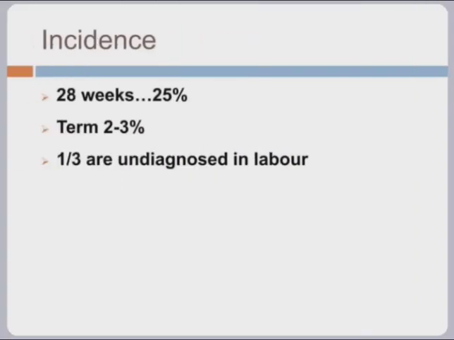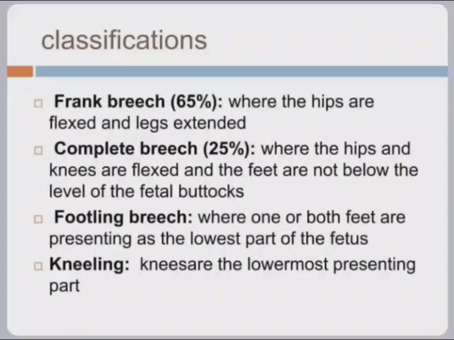Incidence: at 28 weeks it is 25%, in term babies 2 to 3%, and one third are undiagnosed in labor. Then classification. There are 4 types of classification in breech presentation: frank breech, complete breech, footling breech, and kneeling.